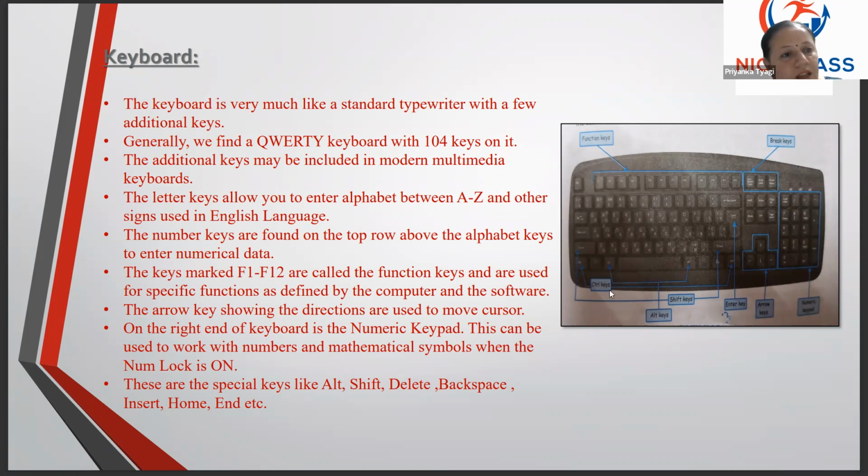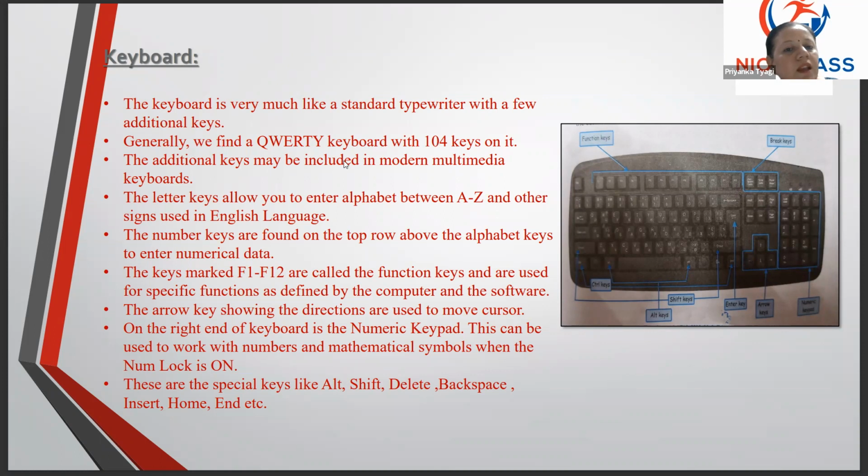The control key is used to choose many types of options in different computer software. Alt key is an alternate key. Arrow keys are the four directional arrow keys used to shift the direction of the cursor. Now this is your numeric keypad, which contains numerical data keys by which you can quickly type numbers. Generally we find a QWERTY keyboard with 104 keys on it.